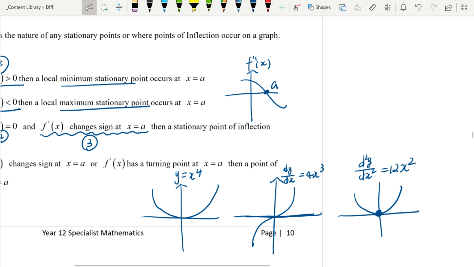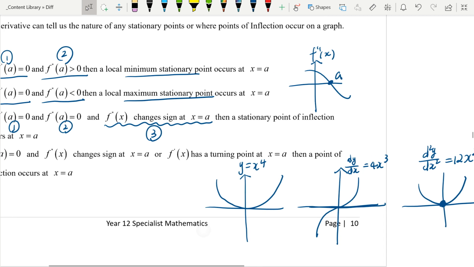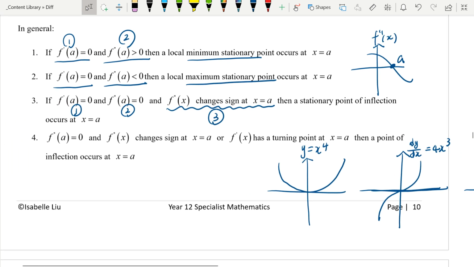Okay, so I'll talk about how to test it later in the next example. But that's something you must remember.